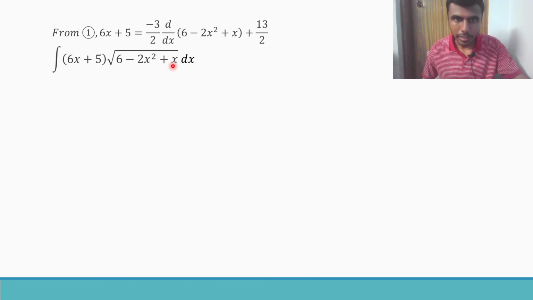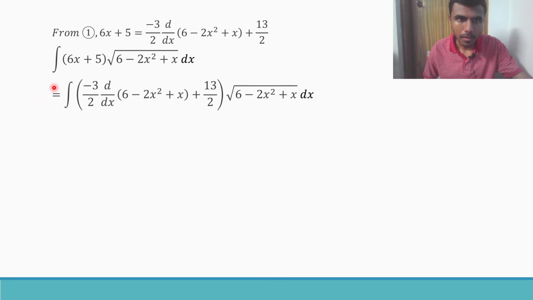Now this is what we need to find out. This was just a starter. This is the main dish which we need to finish. Okay, so now 6x plus 5, we can write it as this.